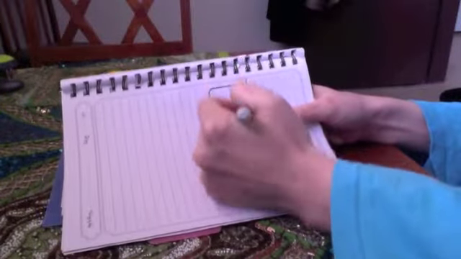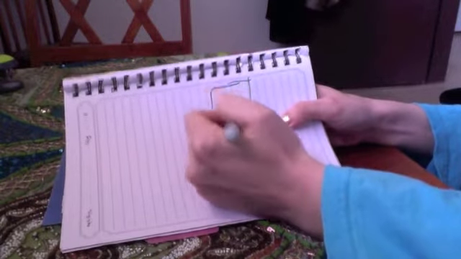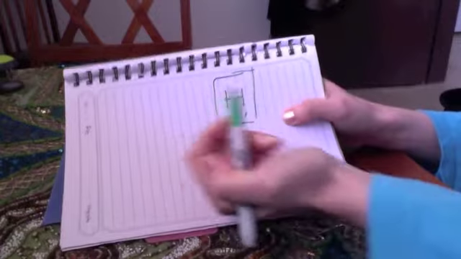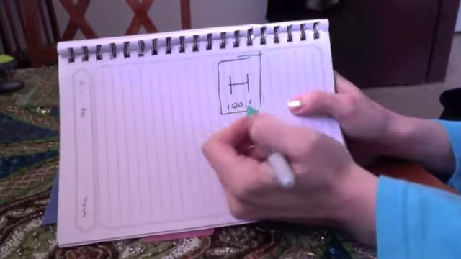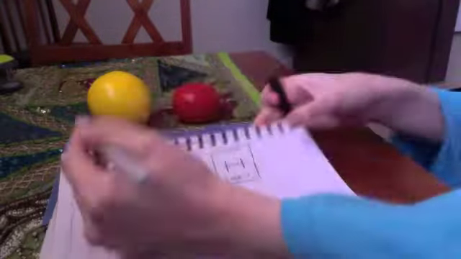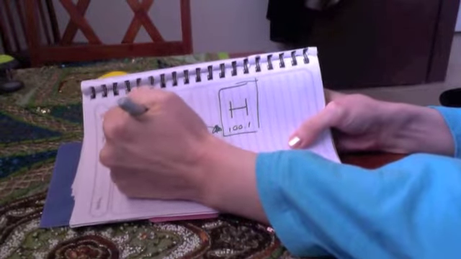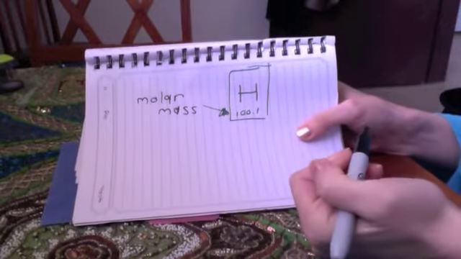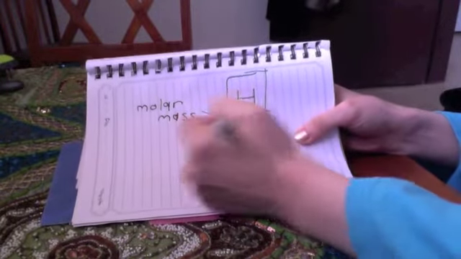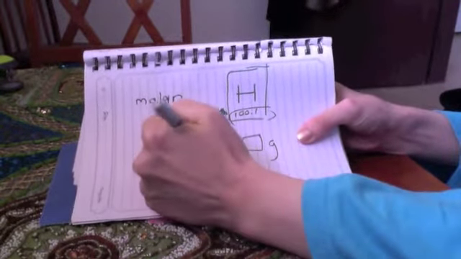If I wanted to know, I'm going to look at the periodic table and I'm going to see, for example, hydrogen, it'll say 1.001 on the bottom, okay? Now I care about only the number on the bottom right now on the periodic table. This number is called the molar mass. Okay? This number is the amount in grams that would be in 1 mole.